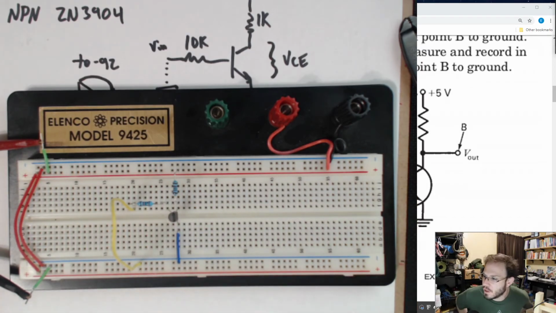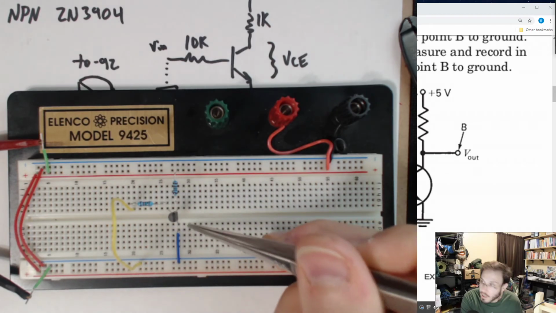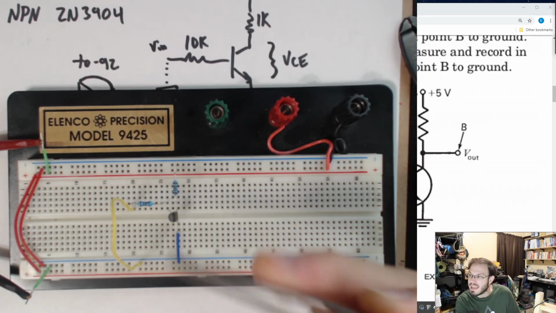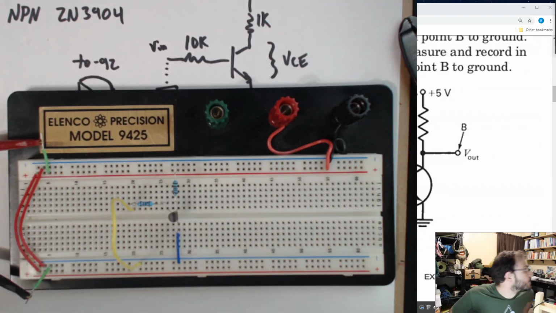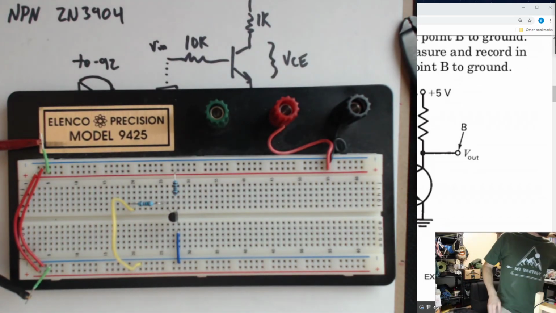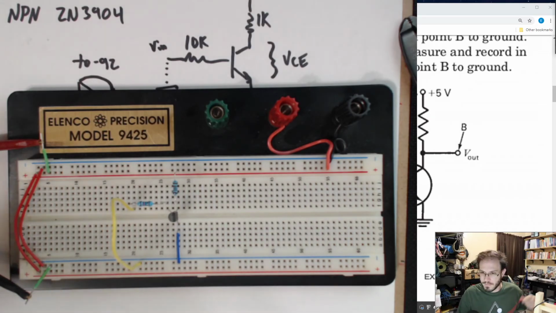Okay, now here's my first question. You calculated this by hand. Our input is tied to ground. What should the voltage drop be between the collector and the emitter? In other words, what should VCE be? 5 volts.